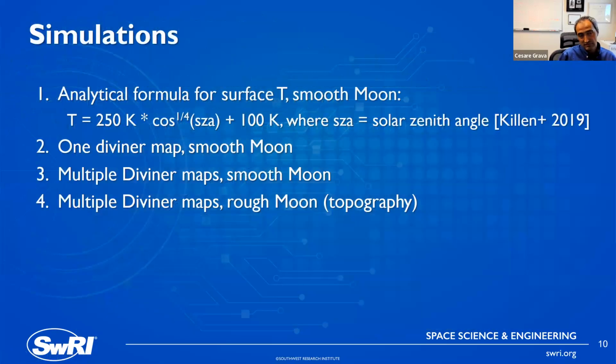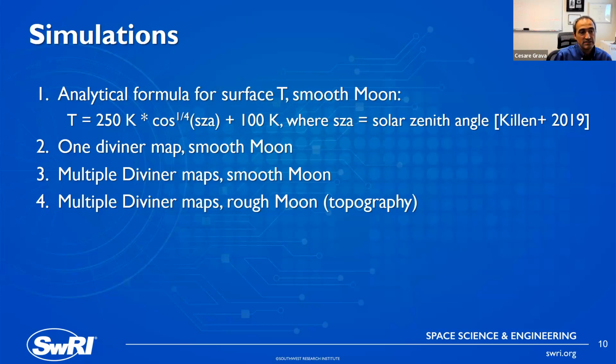So to do this test, I used 4 simulations. So one has an analytical formula for the surface temperature, which many researchers have used, and a smooth moon. So I use this formula for the surface temperature, which I found in the Kinney et al. 2019 paper, with the dependence of temperature on the solar zenith angle. So in this case, you have 100 K everywhere on the lunar night side, and a cosine dependence on the solar zenith angle in the day side.